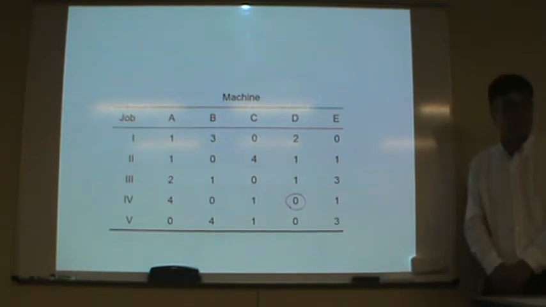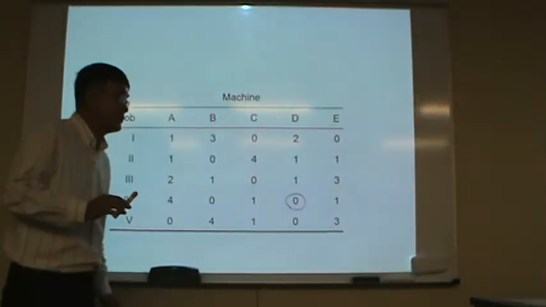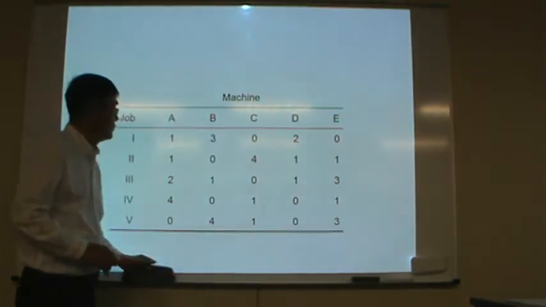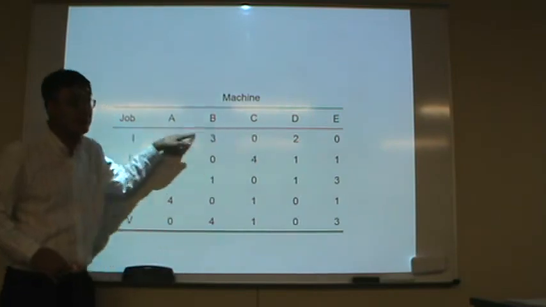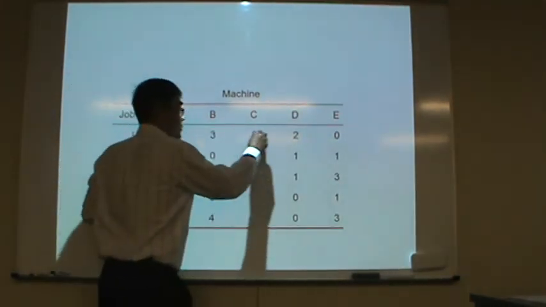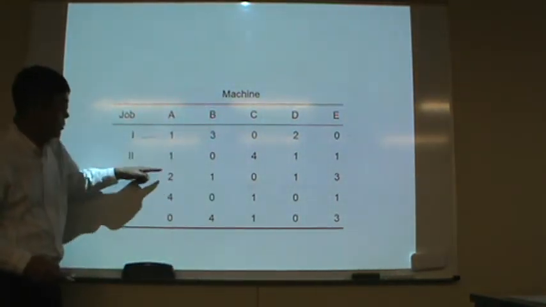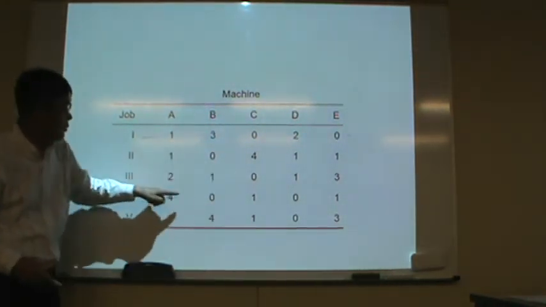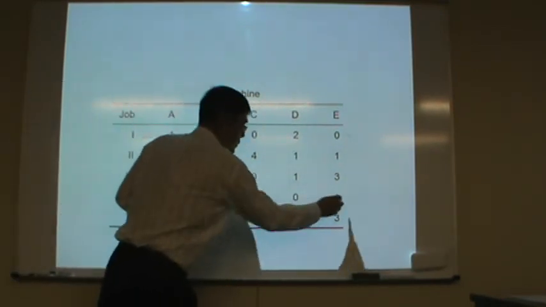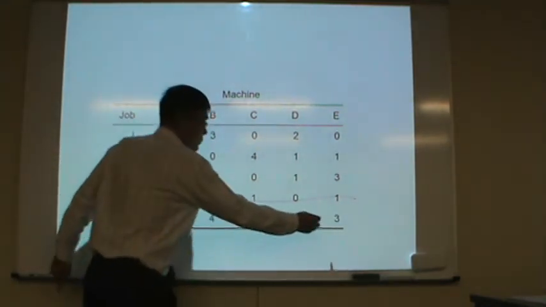Now, try again. Cover 0. Okay. There are 2, right? 2 0, right? Cover. Only one. There are 2. Cover. There are 2. Cover.